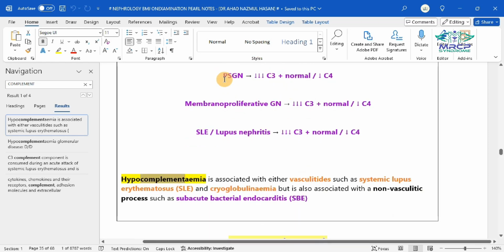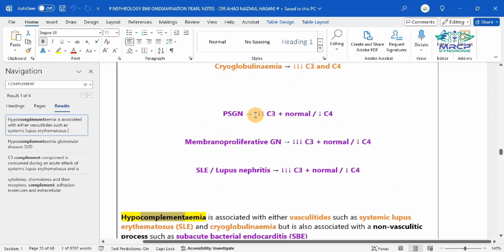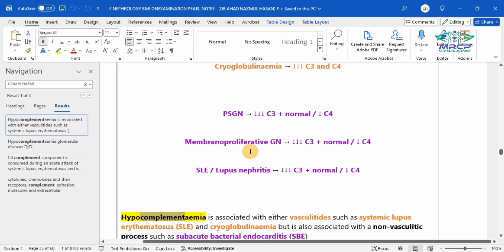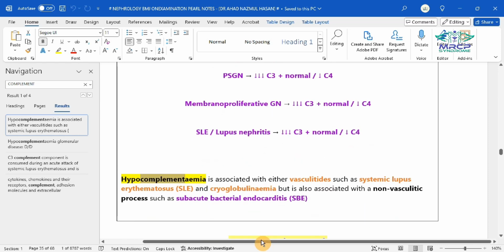And in all the other four conditions, like PSGN, membranoproliferative, SLE, or lupus nephritis, they will have significant reduction in the C3. The C4 will either remain normal or it would be mildly reduced. So depending on the C4 level, you can differentiate whether this is cryoglobulinemia or another condition causing the hypocomplementemia.